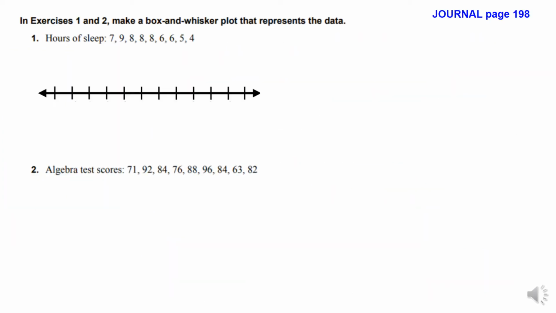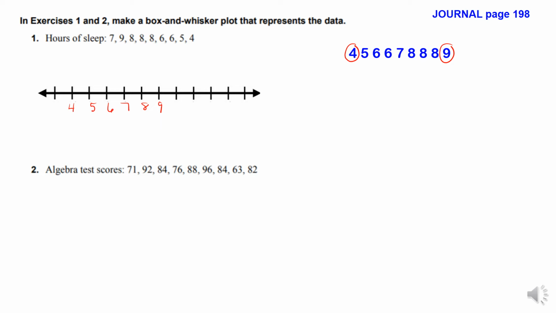Okay, on page 198 of your journal, we're going to do this first one together, and then you guys will get a chance to do one on your own. So the first thing I want to do is put my numbers in order. Boom. And then I'm going to find my minimum and my maximum. So I'm going to go over to my graph, and I'm going to go 4, 5, 6, 7, 8, 9. I don't need any more numbers than that.